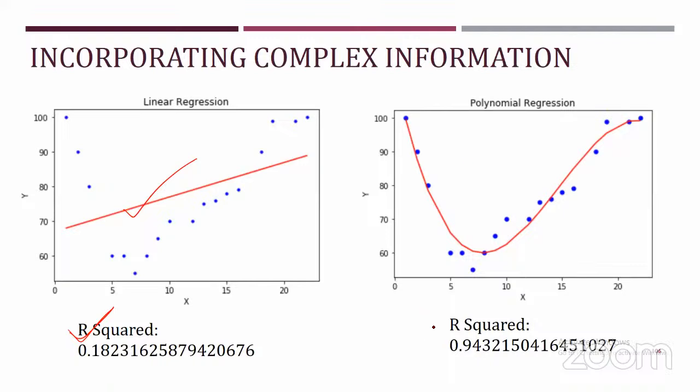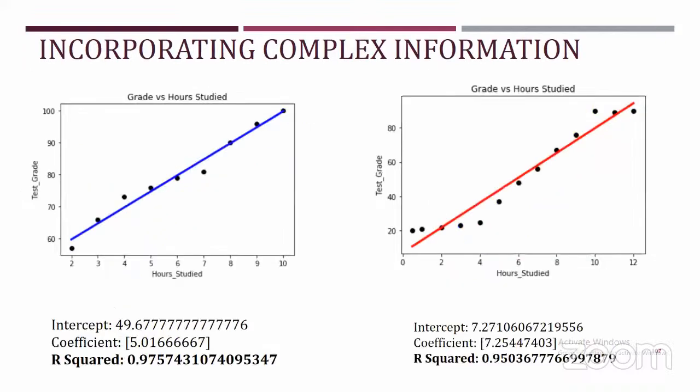So now you could see here that for the same data set, the R square has improved from 0.18 to 0.9. And why is it the case? Just because I have made this correction. The complex information which was present in my data, I have tried to incorporate in my model, and because of that my model is able to perform comparatively better than the previous one.